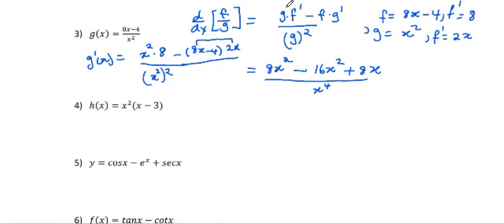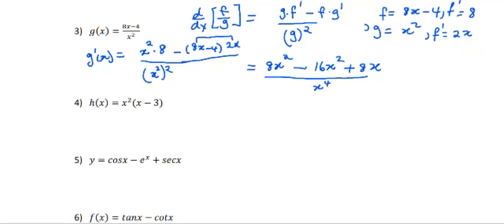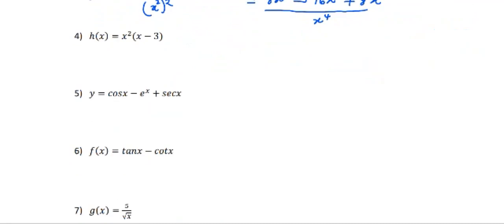If we try to find the derivative of h, so h of x is equal to x squared times x minus 3, the easiest way to do this is to multiply the x squared in here. So x squared times x is x to the power 3, plus x squared times negative 3. This is x cubed minus 3x squared.